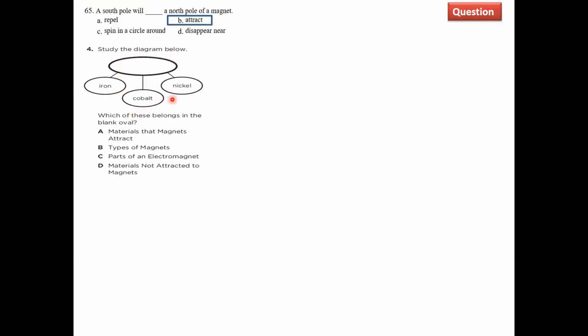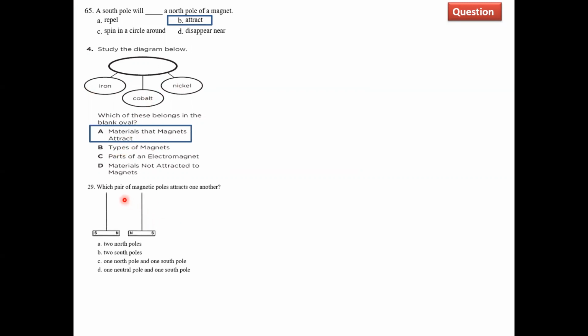Study the diagram below. Iron, cobalt, and nickel. Which one fits this diagram's blank oval? Materials that magnets attract, type of magnet, part of an electromagnet, or material not attracted to magnets? Yes, cobalt, nickel, and iron are matters that magnets attract. Excellent.